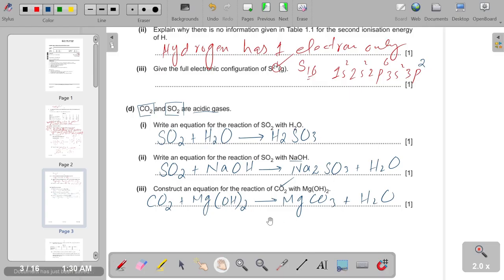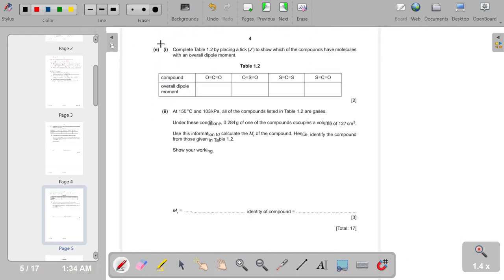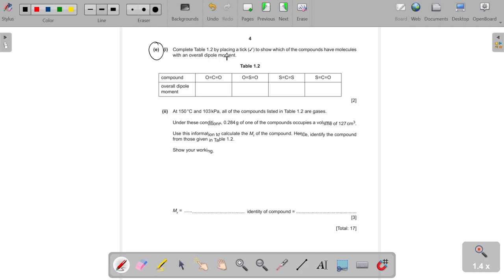So the next question is question E, and in this question complete Table 1.2 by placing a tick to show which of the compounds have molecules with an overall dipole moment. So if you see this example number 1, carbon dioxide, in carbon dioxide, C double bond O, you can see oxygen is electronegative, this oxygen is electronegative too, and carbon is electropositive.